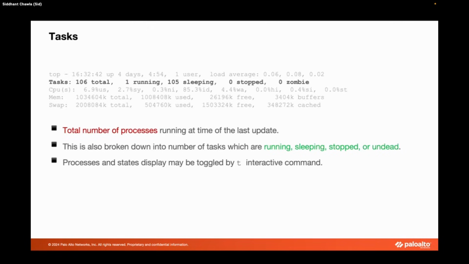Task is the total number of processes running at the time of the last update. This is also broken down into the number of tasks which are running, sleeping, stopped, and undead. Processes and states display may be toggled by the alphabet T interactive command. In the highlighted one, you can see total 106 tasks, one is running, 105 are sleeping, 0 stopped, and 0 zombie.